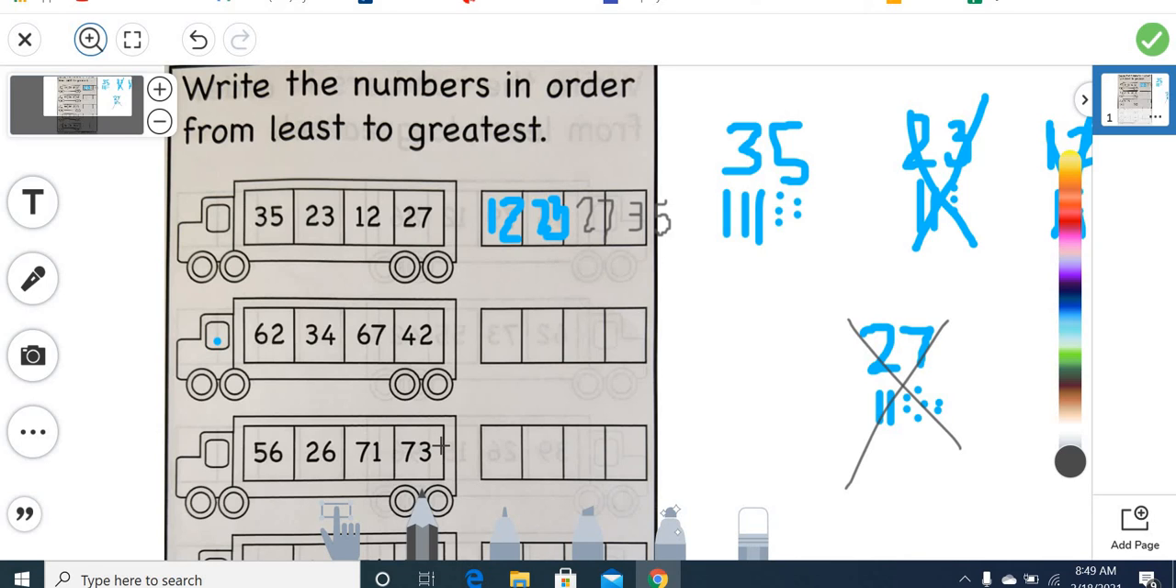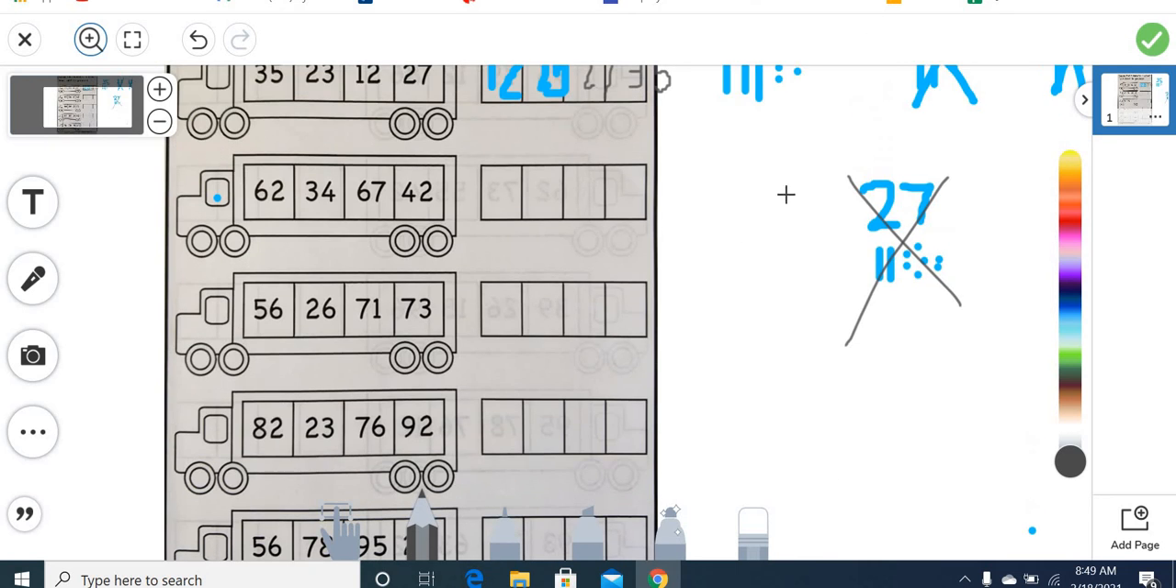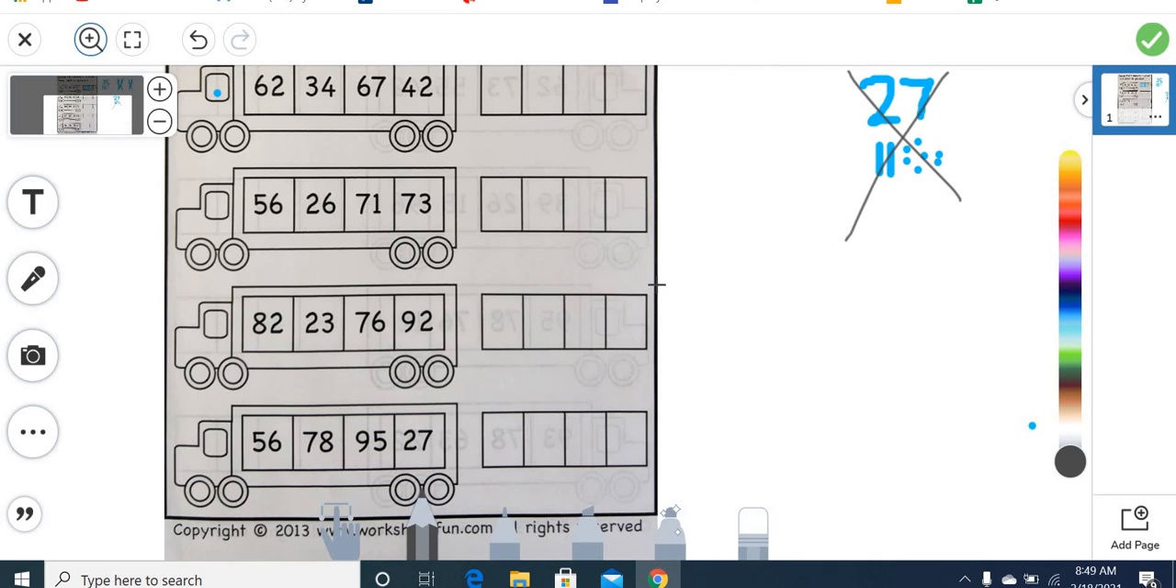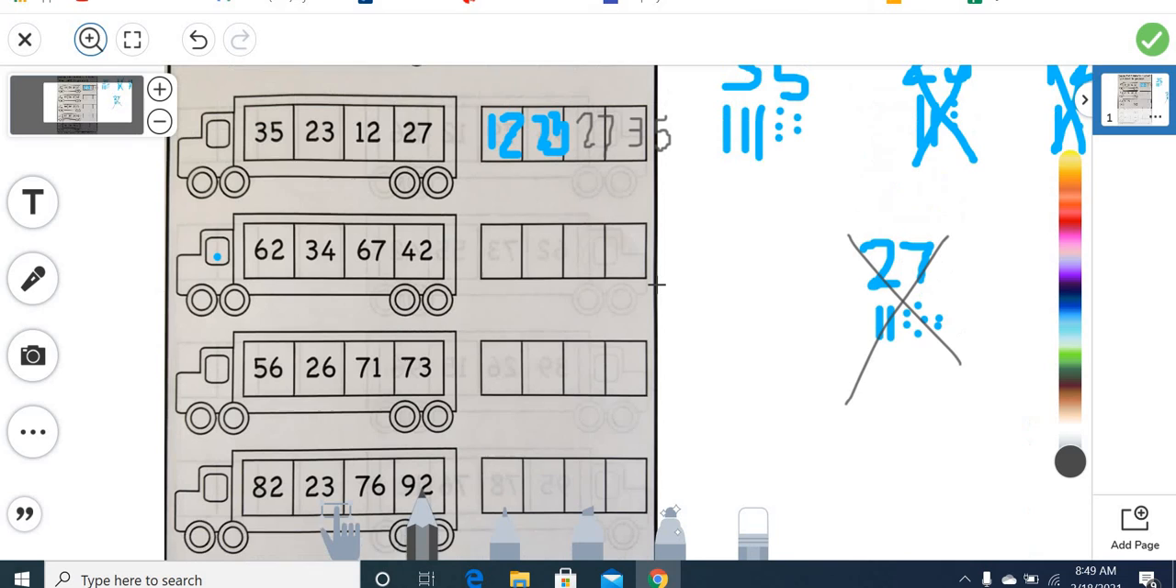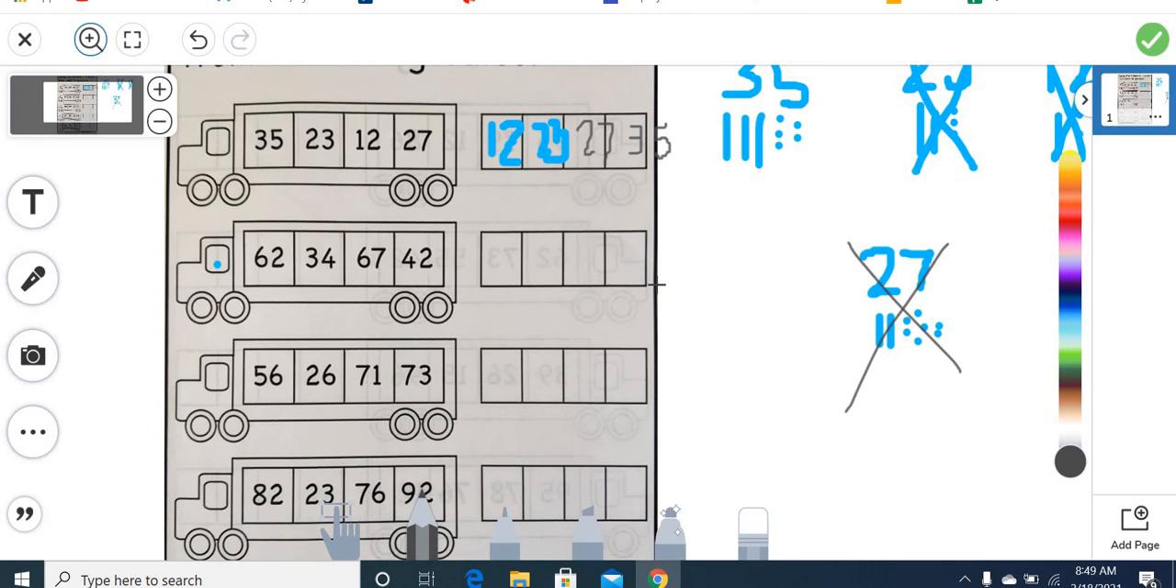For the rest of these, you can use your white space over to the side, or you can use a piece of paper at home to draw your rods and dots. And there you go, write them from least to greatest.